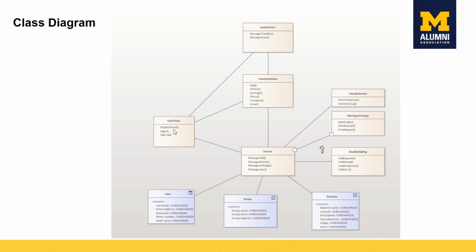For the display panel, it's for displaying the main menu after they successfully log in or sign up. So it's not gonna, for example, use any functionality from these. It only depends on itself, and it's under the user view class. Now let's go over some other classes that we do have. We have, for example, server, functionalities, and local device.